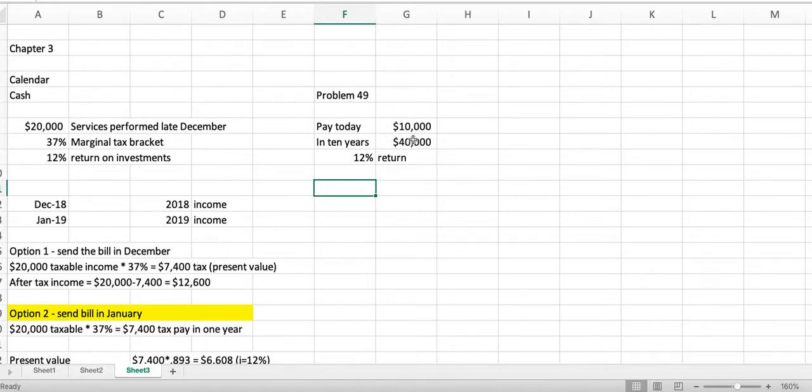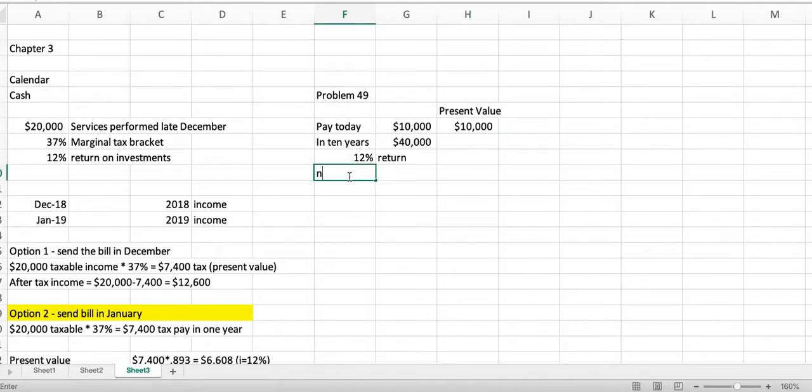So what we need to find, in order to know if this is a good decision either way, is the present value of these two numbers. Because you've got to compare apples to apples, the present value of $10,000 today is $10,000. That's pretty straightforward. So we have to find the present value of $40,000 in 10 years.